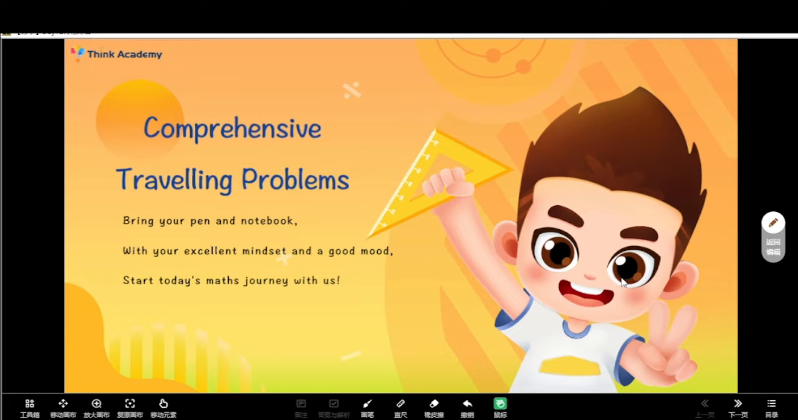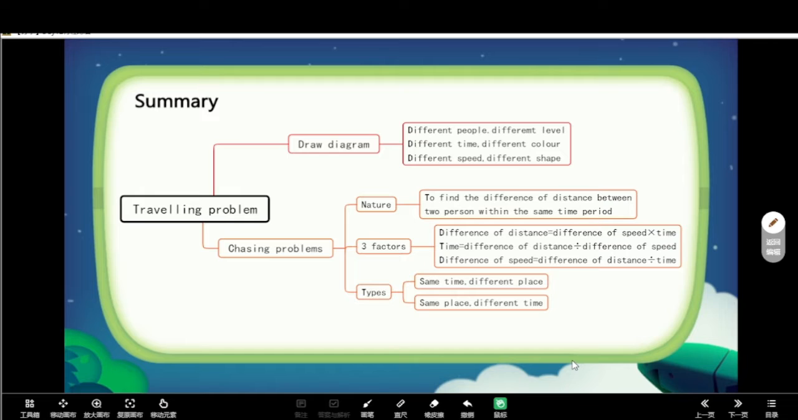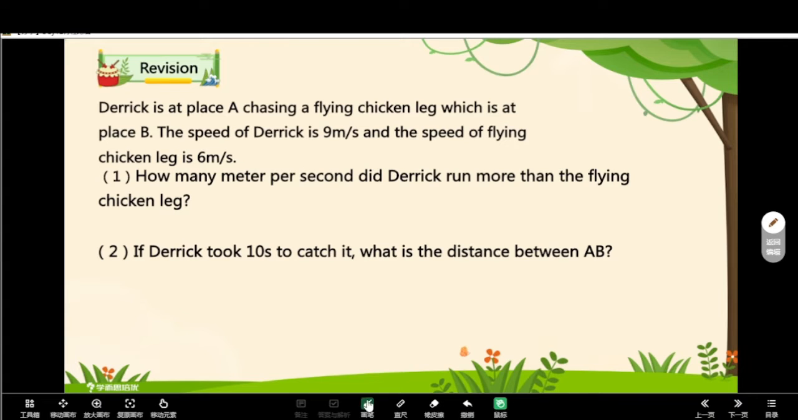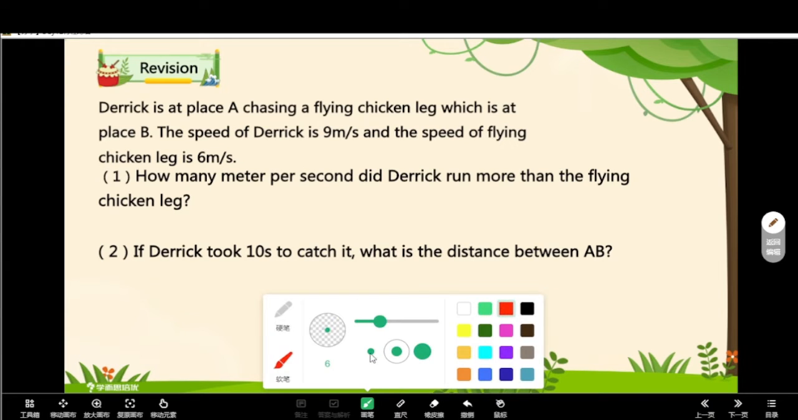Today we are going to talk about the comprehensive traveling problems, and this is the last lesson of our mind training camp. Before we get started, let's have a brief revision first. This is the summary of last lesson. Do you still remember what we have learned? The chasing problems, and there are 3 factors affecting the chasing problems. And let's have a simple revision together.